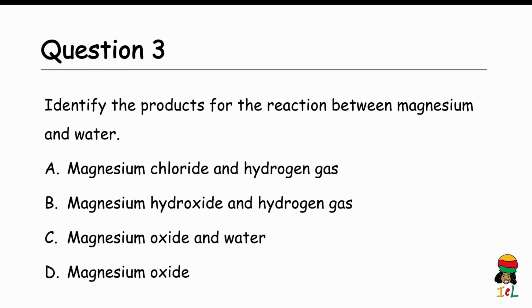Question 3. Identify the products for the reaction between magnesium and water. A. Magnesium chloride and hydrogen gas. B. Magnesium hydroxide and hydrogen gas. C. Magnesium oxide and water. D. Magnesium oxide. The answer is B. When magnesium reacts with water, the products are magnesium hydroxide and hydrogen gas.